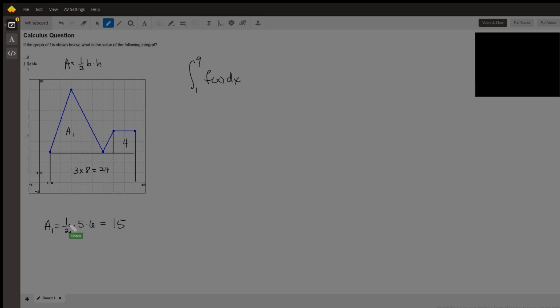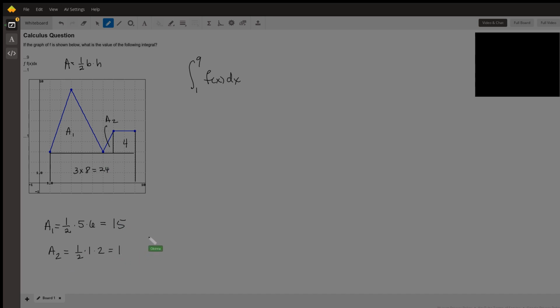Got it. And I'll call this A2, which is the area of the small triangle. Again, 1/2 base times height. In this case, my base is 1 and my height is 2. So this is 1/2 times 1 times 2. 1 times 2 is 2. Half of that is 1.